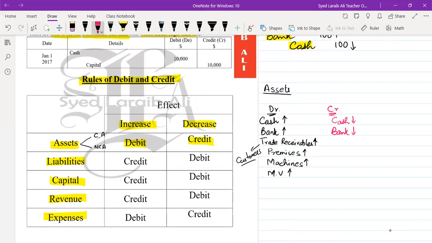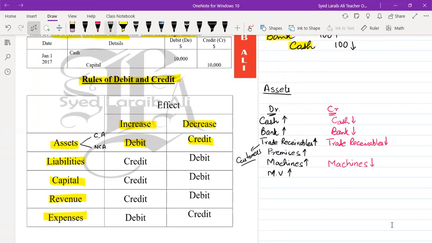In the same manner, our trade receivable. When we receive the amount from our customers, it decreases our customer's account. Or in other words, it decreases our trade receivables. And when trade receivables decrease, they are recorded on credit side. Let's talk about machines. If you are selling the surplus machinery, or if you are disposing the surplus machinery, the machinery is reducing from your business. Therefore, it is recorded on the credit side.